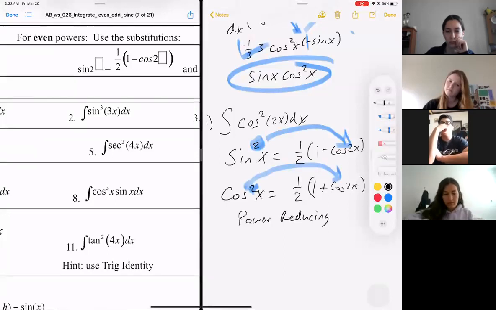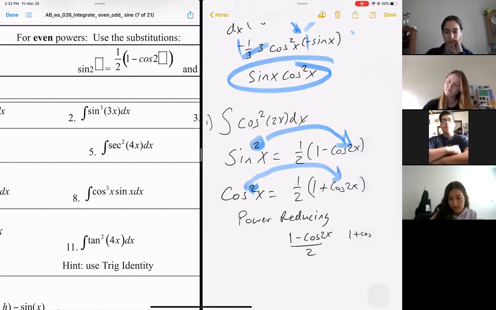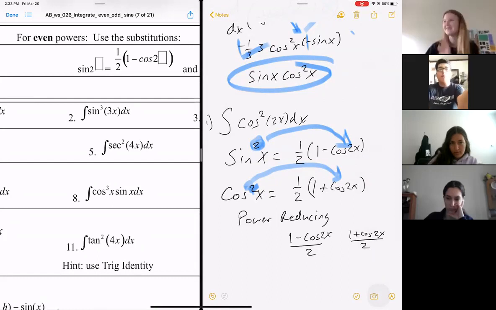You guys might have seen this function also written slightly differently as 1 minus cosine 2x over 2, or 1 plus cosine 2x over 2. You guys remember seeing these slightly at all before? Hey, 15 people. Hi, 15 people. No, is it kind of new for you guys? So then if it's new, then straight memorization. Just straight memorization.